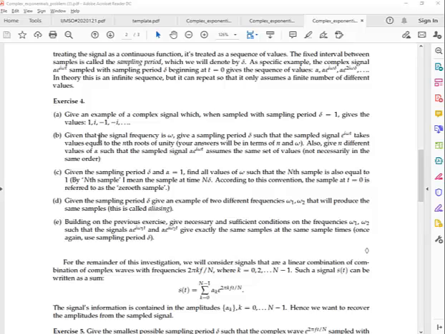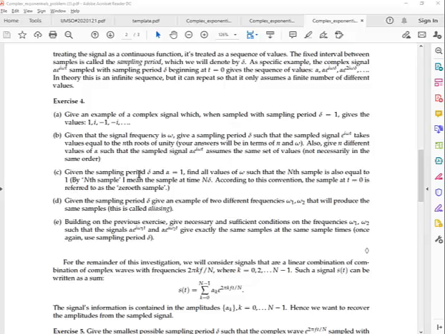Now, problem B, given that the signal frequency is omega, give a sampling period delta such that the sampled signal e to the i omega t takes values equal to the nth roots of unity. So when I say sampled signal, that means the signal at time 0, delta, 2 delta, and so on. Also, give n different values of alpha, such that the sampled signal alpha e to the i omega t gives the same set of values, not necessarily in the same order. Right? You might not start out with 1, you might start out with something else, but it gives the same set of values.